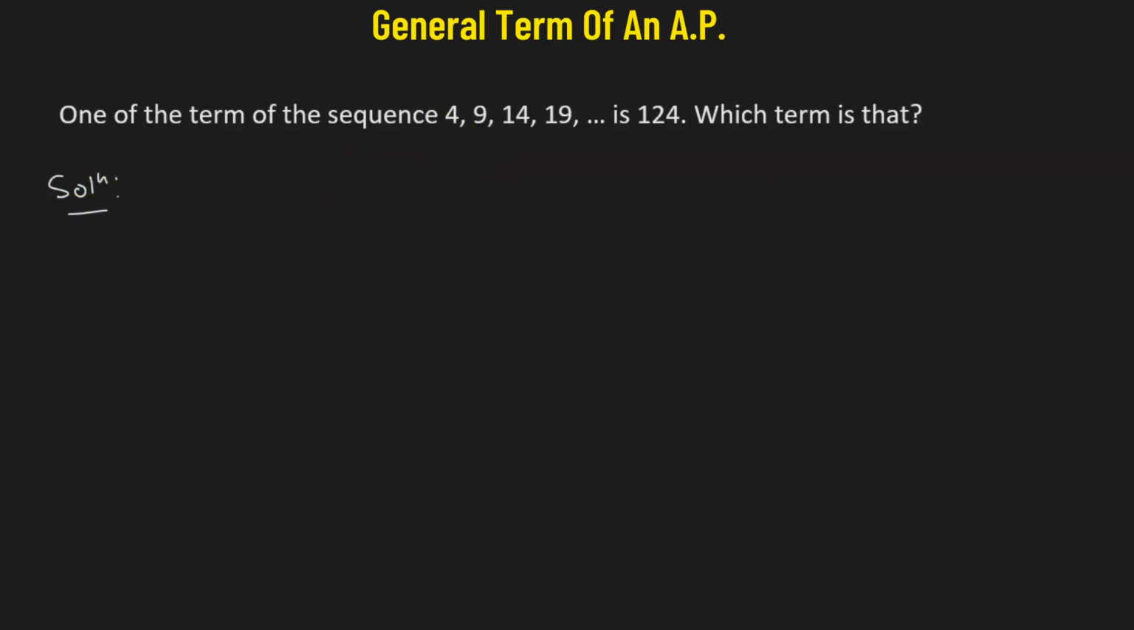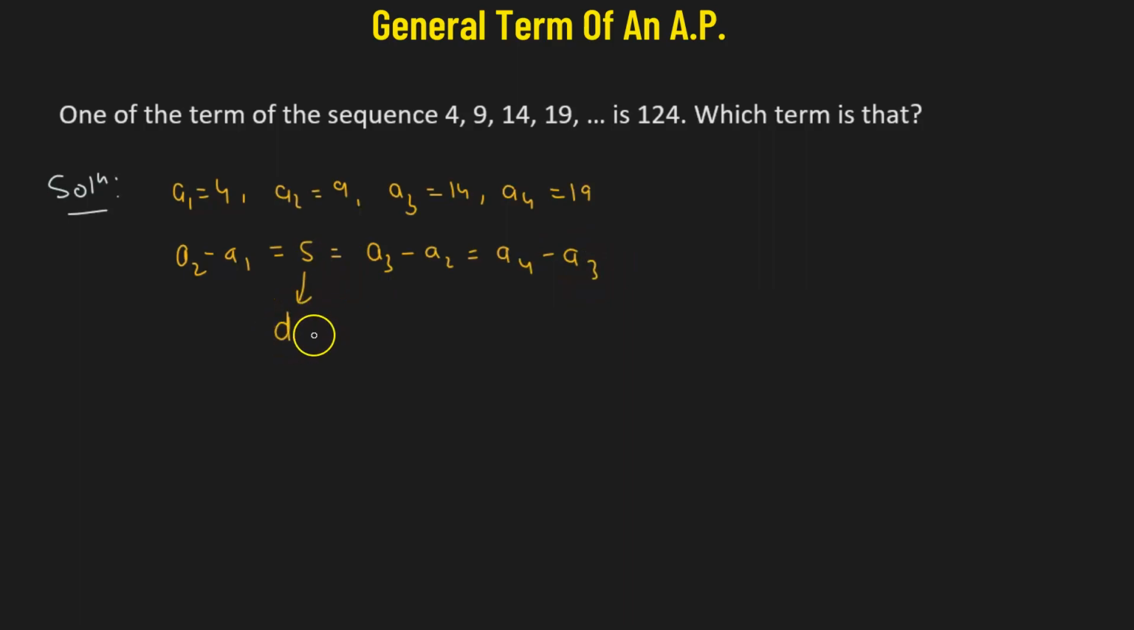So here we will consider our first term A1 to be 4. Our second term A2 is 9. Our third term A3, that's 14. And our fourth term is 19. So clearly A2 minus A1 is equal to 9 minus 4, that's 5. We see that this also equals the third term minus the second term, which is also equal to the fourth term minus the third term. So we have a common difference. So this is going to be the value of D, the common difference.